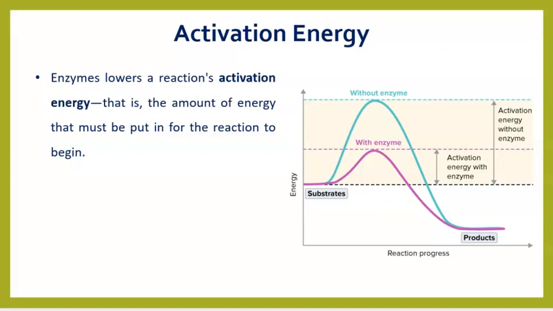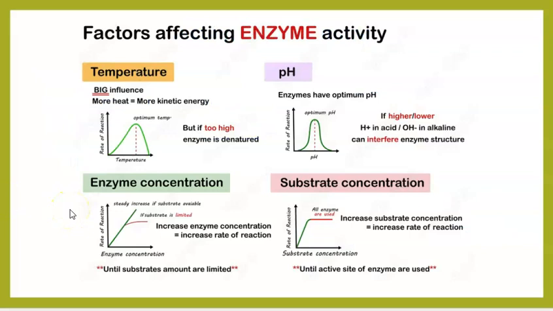Okay. The next thing is the factors which affect enzyme activity. The first important factor is temperature. Temperature has a big influence on enzyme activity. Remember that. Why? Because the higher the temperature, the faster the movement of your enzymes. For example, more heat means more kinetic energy, right? The faster the enzymes move, the more they collide with one another.